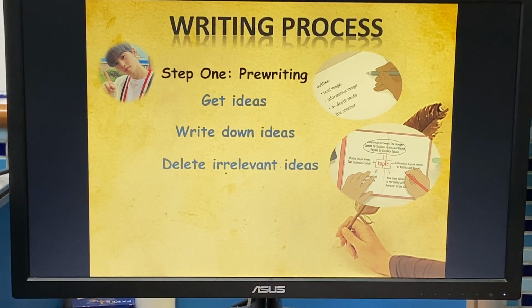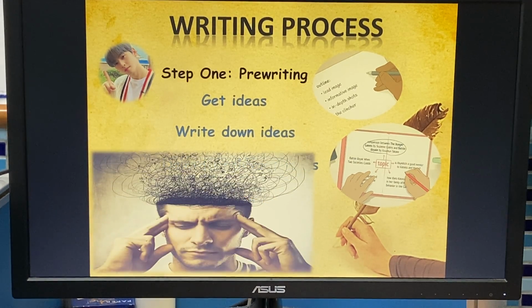Then you go through the ideas and see if you have irrelevant ideas. 有没有不相关于主题的 idea? Okay, if you see the irrelevant ideas, delete them. And pick up the ideas you want and organize the ideas in a logical order. 把它排成合理的顺序. So this process is more like a thinking activity. Before you write, you need to think about your topic.